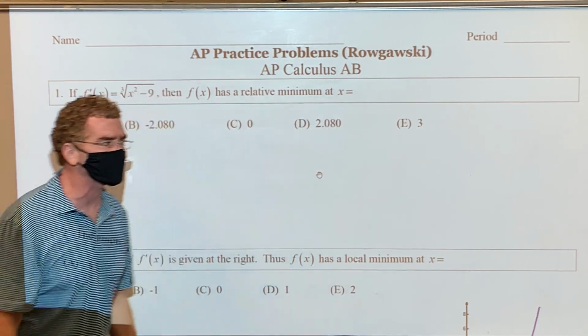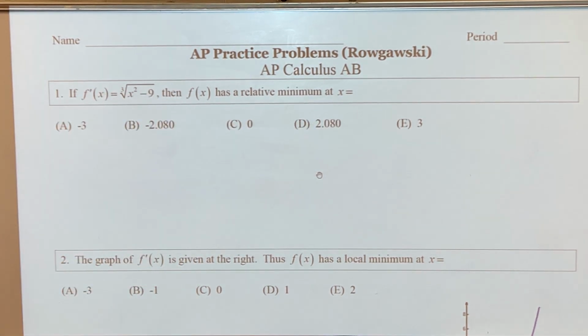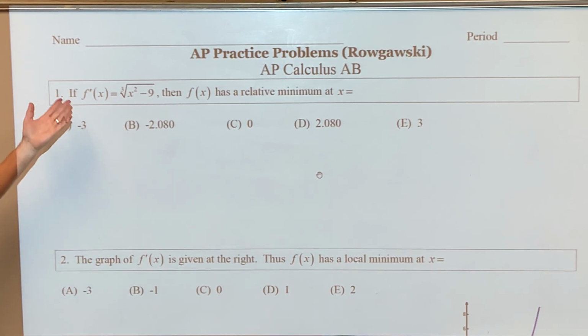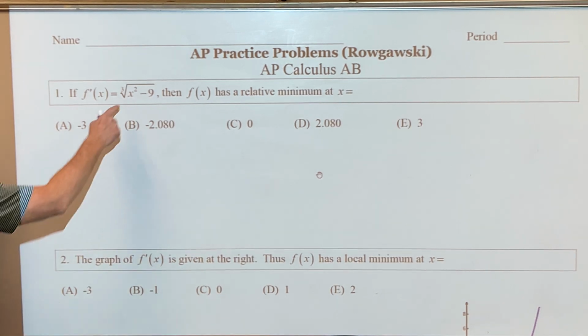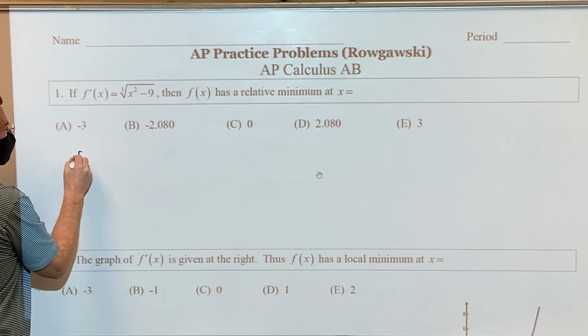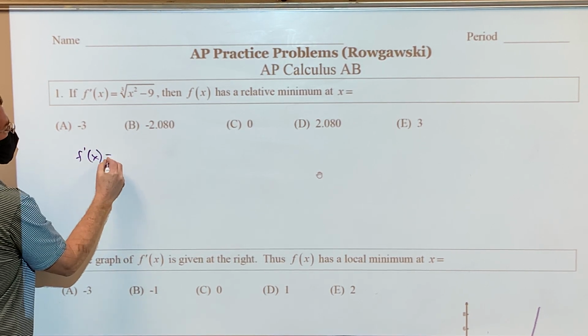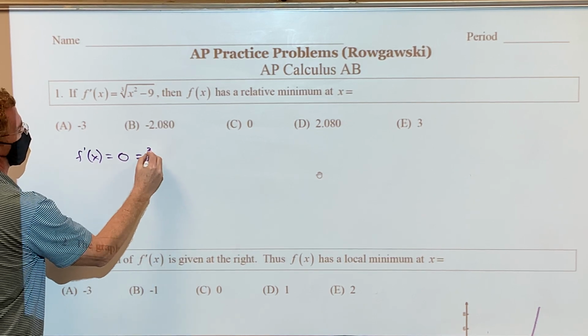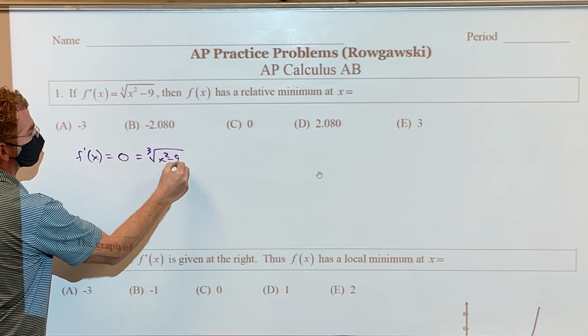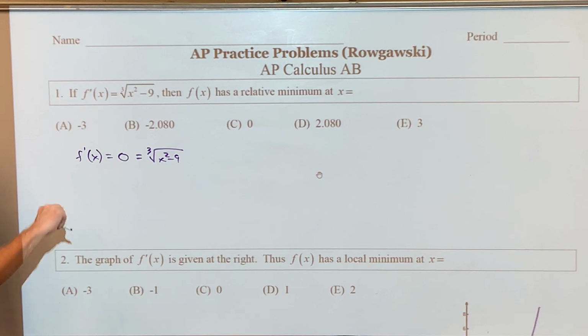But this time, what did I give you? I just gave you the derivative. Okay, so if I give you the derivative, then you don't have to worry about actually finding it. You just have to do what? Set it equal to 0 or DNE. So if I set the derivative equal to 0, I'm essentially saying, all right, that is equal to 0. Can you solve this? Cube both sides.